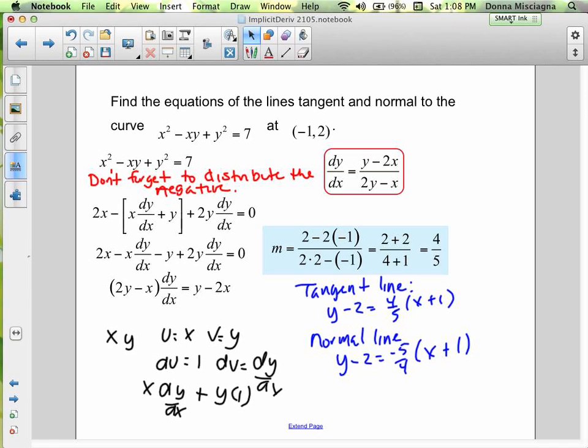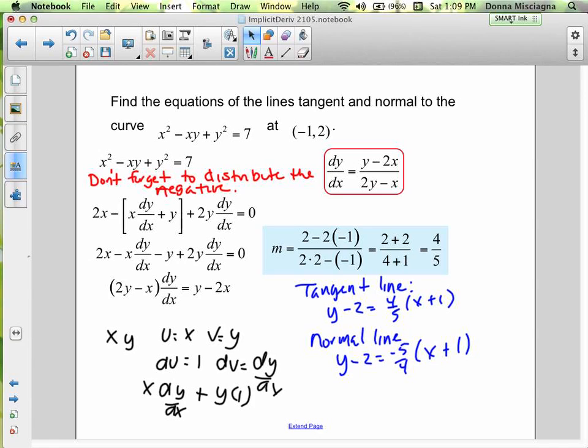We've seen x times y's derivative quite a few times, and so we have the derivative of x squared is 2x minus the whole quantity of x dy dx, the first times the derivative of the second, plus the second times the derivative of the first, plus y. And then the derivative of y squared is 2y dy dx, derivative of 7 is 0. All right, we'll distribute the negative to both of those terms. We can drop those parentheses: 2x minus x dy dx, minus y plus 2y dy dx is 0.